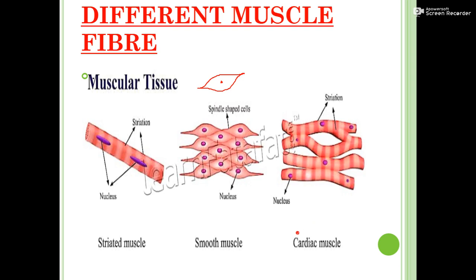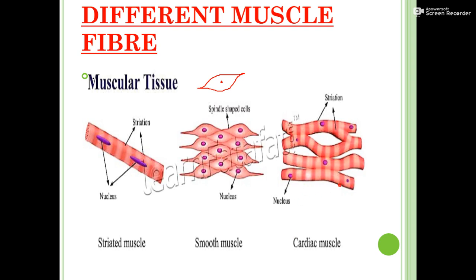Third one is cardiac muscles. Cardiac muscles are only and only present in our cardiac area, means they form the wall of the heart. That is why the doctors of the heart are called what? Cardiologist, because they work on the cardiac muscles.